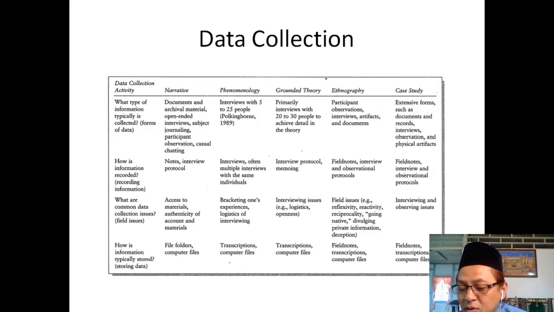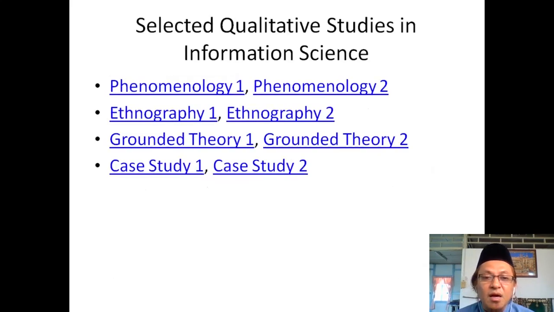Some organizations are not allowing us to observe all the processes taking place in the organization because of confidentiality issues. So they allow you to do the study, but some processes they don't allow you to get access to. And then, how is the information typically stored? Nowadays, you can store all of your data in so many media. You can even use the cloud or an external hard disk. So many options to choose from.